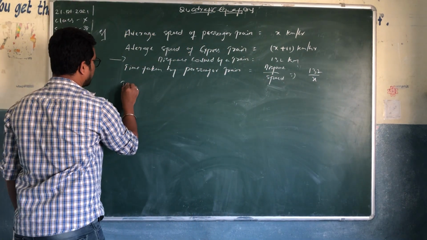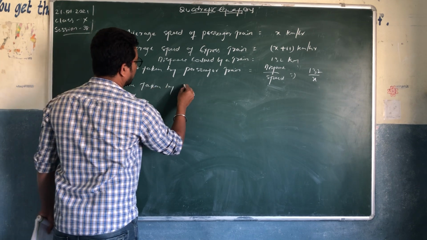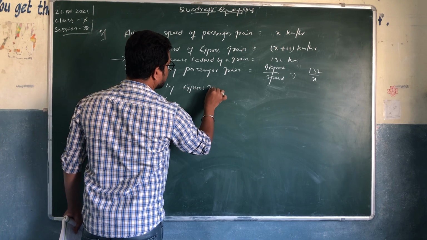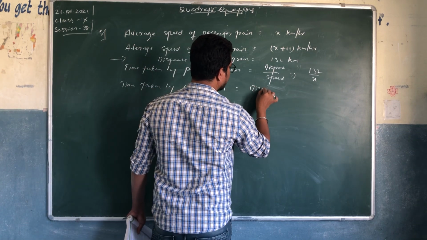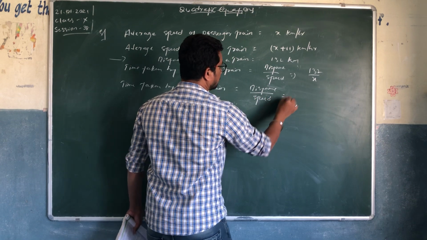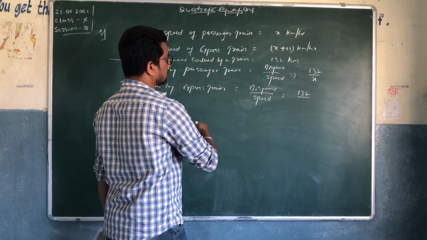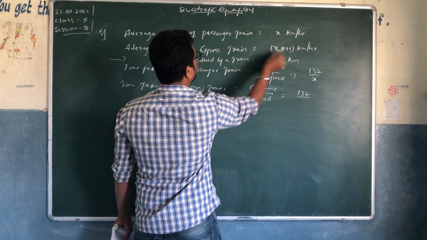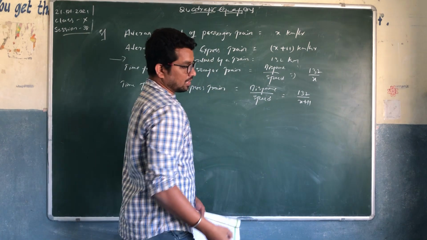Now again, time taken by express train is equal to the same again, distance by speed, which is again 132. Both the trains have covered the same distance. So 132 by what is the speed? x plus 11, right? x plus 11.